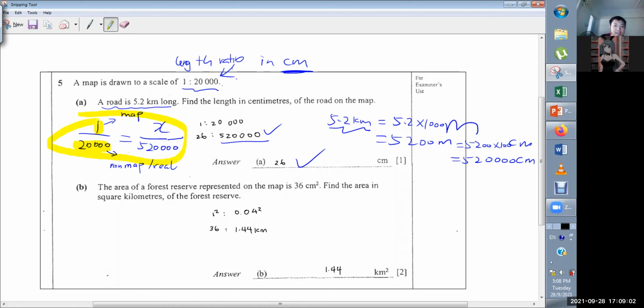Next, it says the area represented on that is 36. Now the question is, I want to ask, how do you get this 1 square and 0.04 square? How?